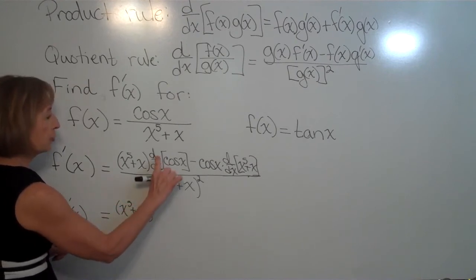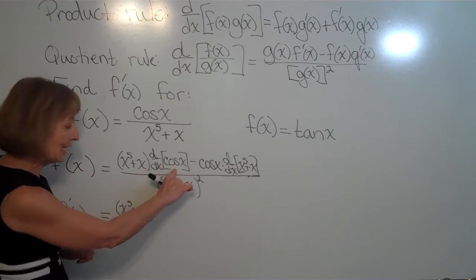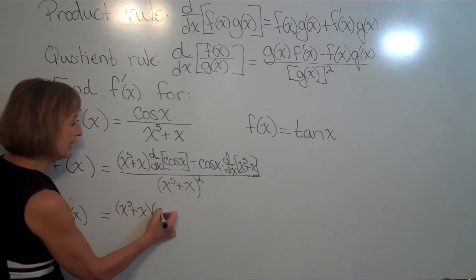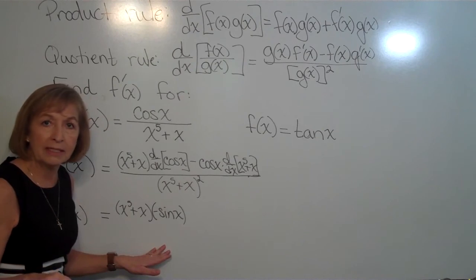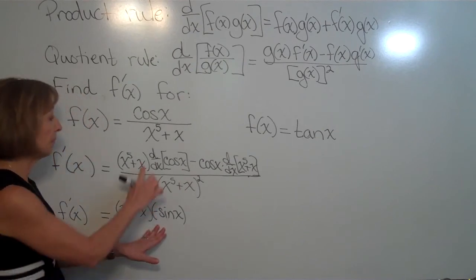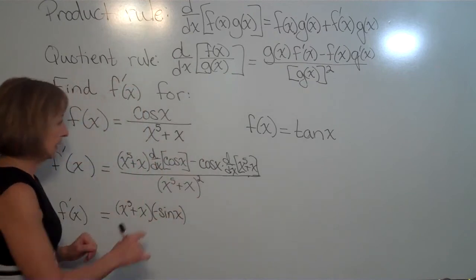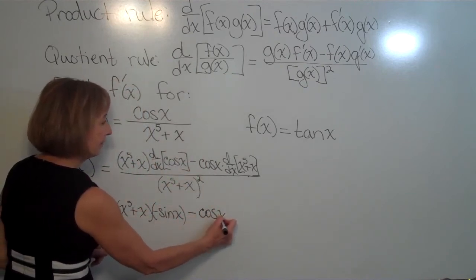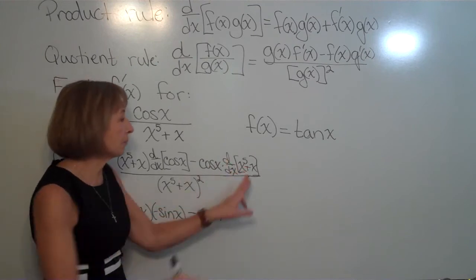x. The derivative with respect to x of cosine x is negative sine x, but I'm multiplying it. So I have to put it in parentheses, or else when I look at it, I'm going to confuse myself and think fraction instead of multiplication, but it's multiplication when you look at the quotient rule. And then minus cosine x times the derivative with respect to x of x to the fifth plus x.